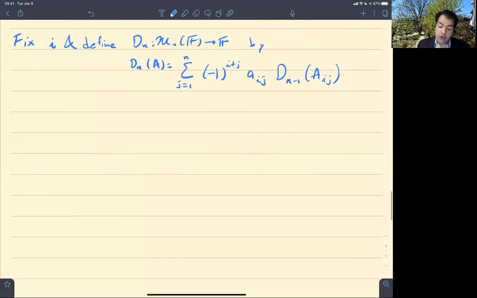Okay, and now we want to show that this is a determinant function. Right now we're just proving existence, we're not worried about uniqueness. So that means we need to check that it is alternating, multilinear, and normalized. Let's start with multilinear.